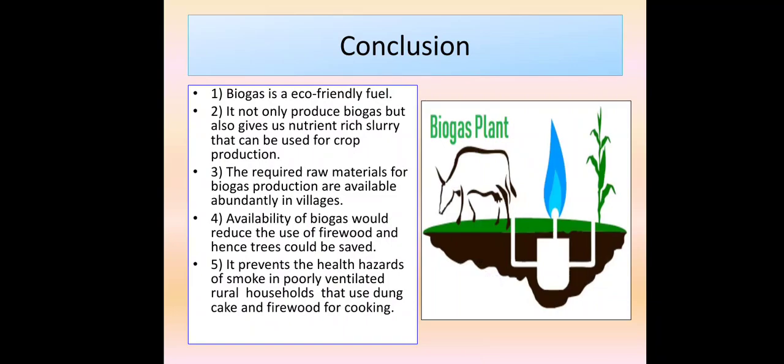So here is the conclusion of our activity. First one, biogas is an eco-friendly fuel. Second, it not only produces biogas but also gives us nutrient-rich slurry that can be used for crop production. Third, the required raw materials for biogas production are available abundantly in villages. Fourth one, availability of biogas would reduce the use of firewood and hence trees could be saved.